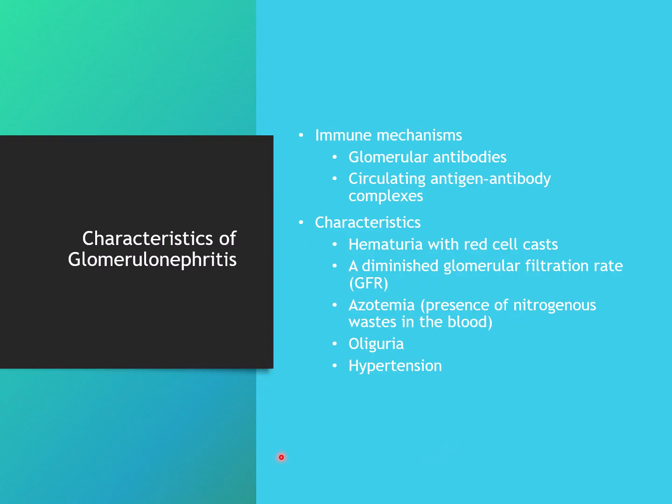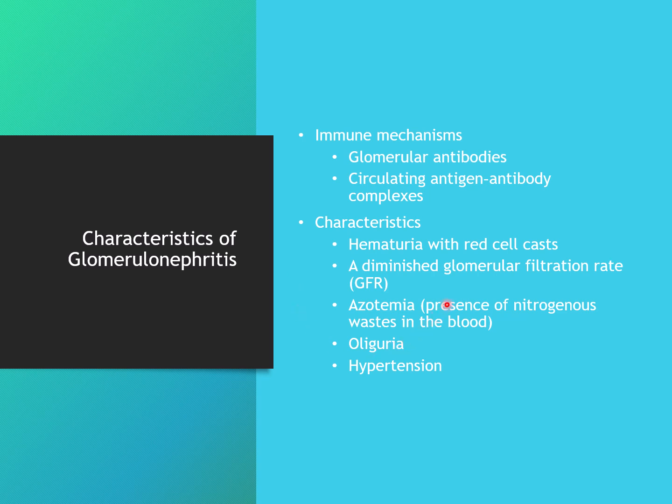Then we'll talk about a condition called glomerulonephritis. This is an inflammatory process. This is the second leading cause of kidney failure worldwide, third leading cause in the US behind diabetes and hypertension. This glomerulonephritis is usually caused by some sort of immune mechanism. So maybe glomerular antibodies that are attacking the tissues themselves. And one common cause is circulating antigen antibody complexes. We talked about these when we talked about different types of hypersensitivity reactions. One thing that can cause glomerulonephritis are these hypersensitivity reactions caused by these circulating antigen antibody complexes.